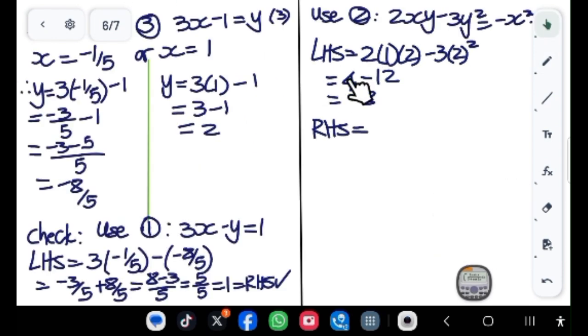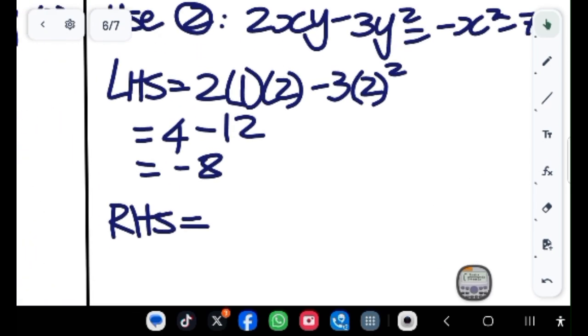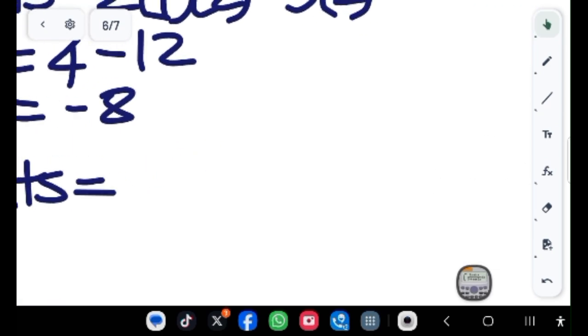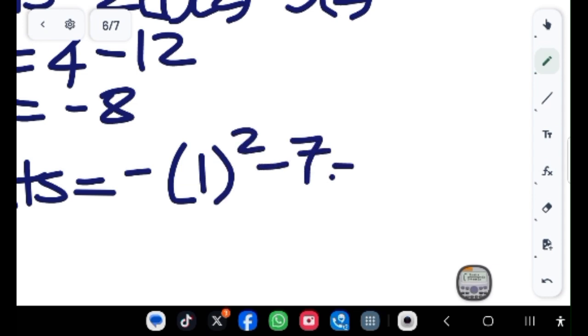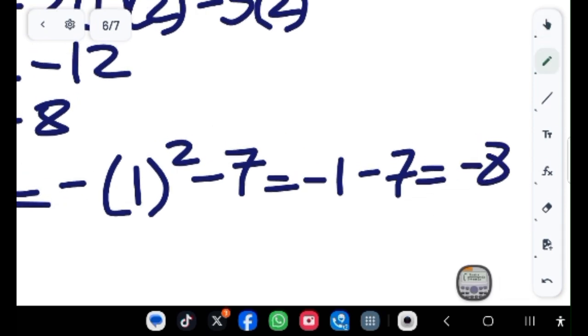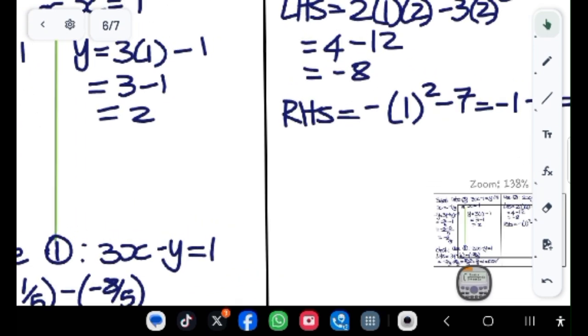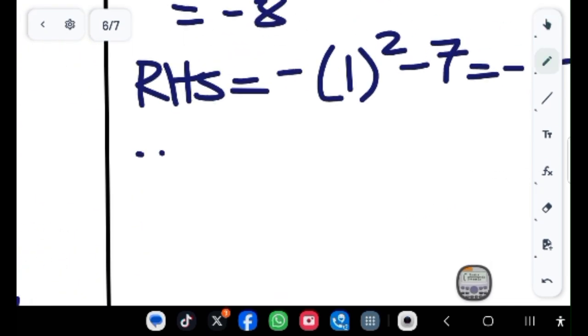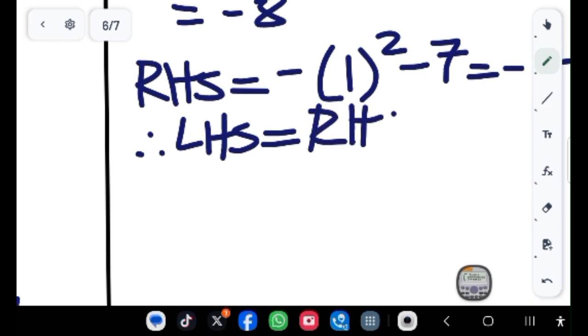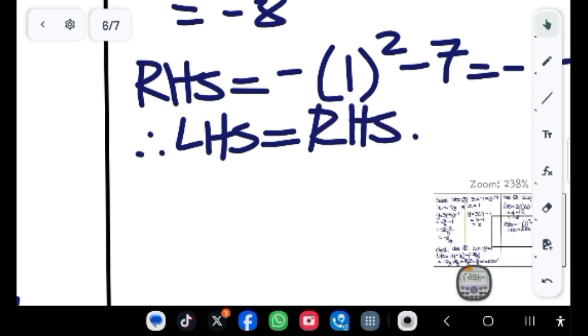Where there is x, we put 1. Where there is y, we put 2. So that will be minus 1 squared minus 7. That is negative 1 minus 7, which equals negative 8. Meaning the left-hand side equals the right-hand side. Therefore, this solution also holds.